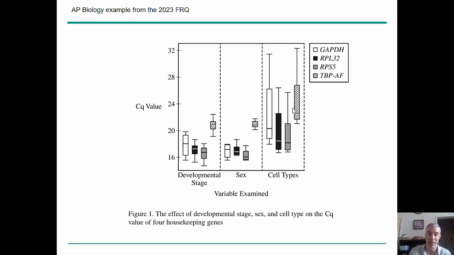Like one cell type has different effects. We can't say they're statistically different, but we can say where the mean, the top quartile, the lower quartile, and then the distribution of the data there.